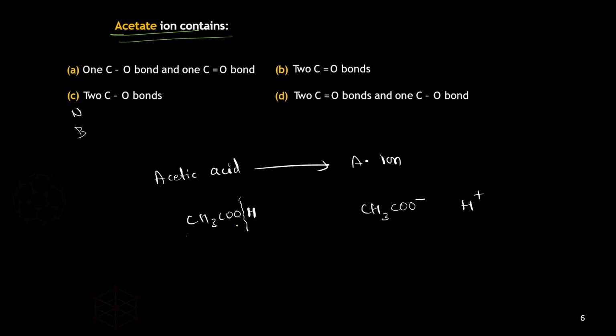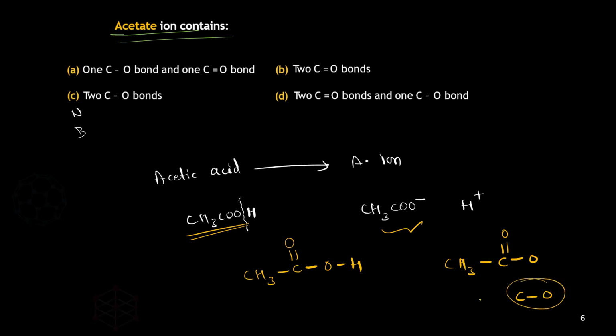See, look here. This is acetic acid, CH3 C double bond OH. And if it becomes the acetate ion, CH3 C double bond O. Now see here, there is a C-O bond present and a C double bond O present. So what is the option? Option A. Come on, guys, please think. Don't just follow what others say.